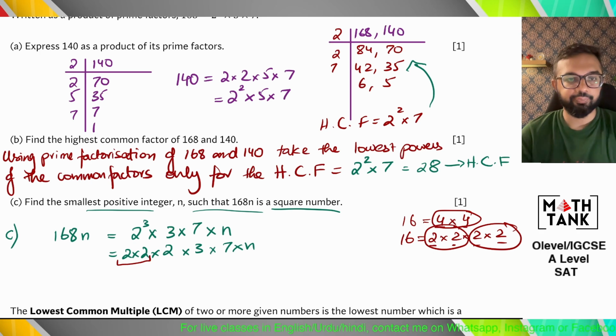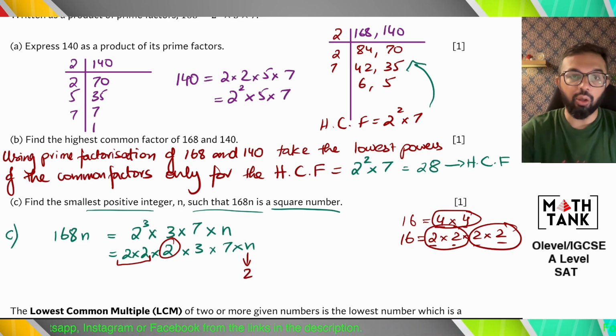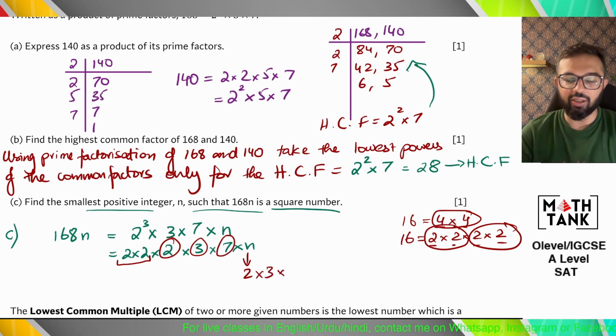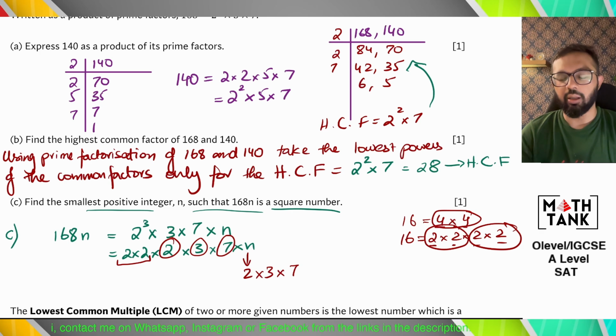This has a pair. 2 has a pair. But this 2 is alone. So n must have a 2 in it. If I'm multiplying by something and I want to make a square number out of it, then n must have a 2 in it. Similarly, 3 doesn't have a pair, so it must have a 3 in it as well, and it must have a 7 in it as well, for each number to have a pair. Which is why 16 is a very good example to demonstrate this concept. So when you have square numbers, every prime factor must have a pair.